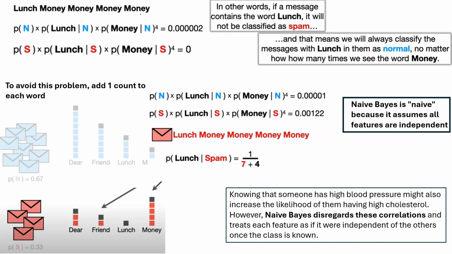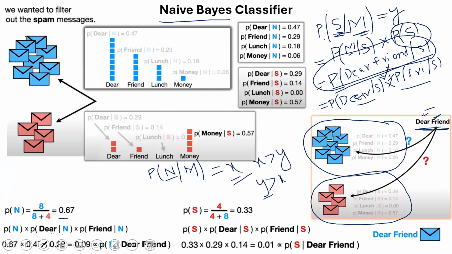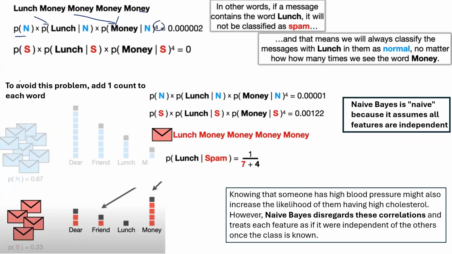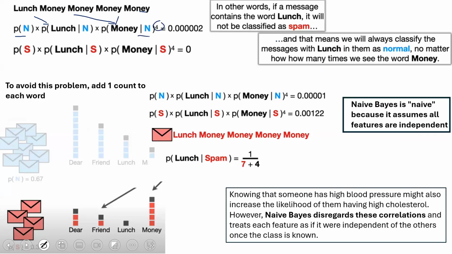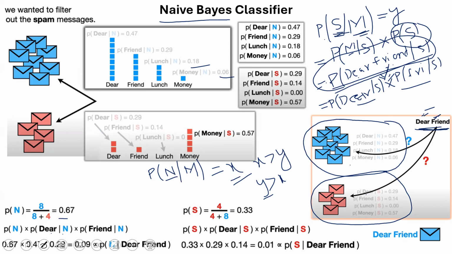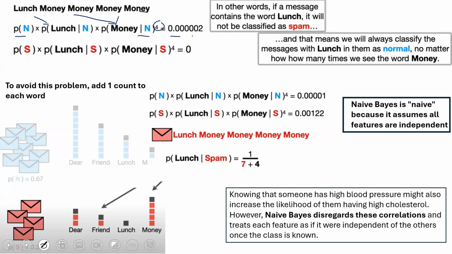Now let's calculate the probability of this particular message. Probability of a normal message times the probability of lunch given a normal message times the probability of money given a normal message, which is coming up 4 times, because 4 monies are there, right? Now if you calculate this probability of normal, again the same calculation, right? The probability of normal is 0.67. The probability of lunch given normal is 0.18, and the probability of money given normal is 0.06, right? So you do that calculation and you get this particular value.